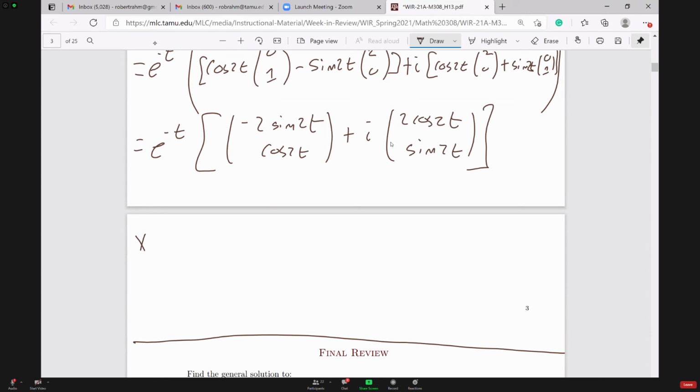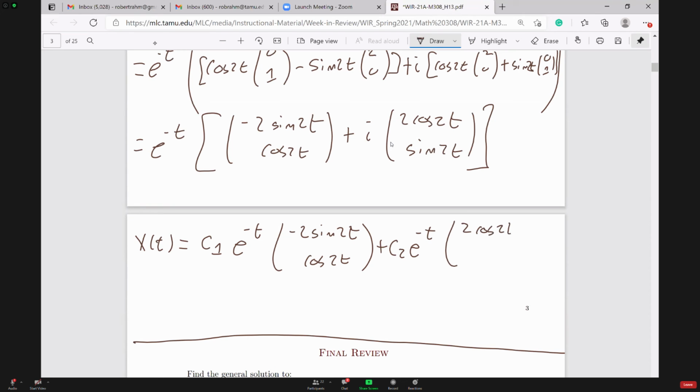Okay, and so the general solution is going to be C1 times the real part. So that's e to the minus t times the vector minus 2 sine of 2t, cosine 2t, plus C2 e to the minus t times the vector 2 cosine 2t, sine of 2t, like that. Okay, that is the general solution. So when dealing with complex eigenvalues and complex eigenvectors, things are obviously tedious, but you've got to know how to do it.